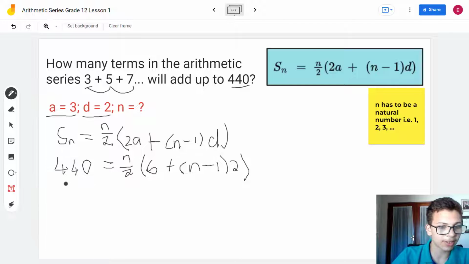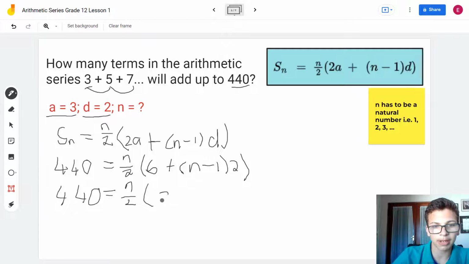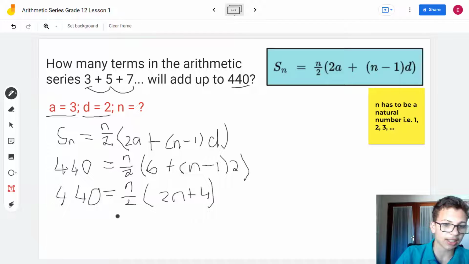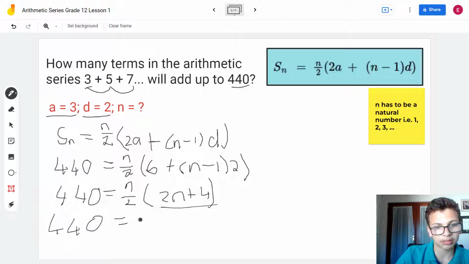Okay, we can simplify this further. We get 440 equals n over 2 times, so we can say, 2n plus 4. So we can take the 2 in and divide 2n plus 4 by the 2, and we get 440 equals n times n plus 2.